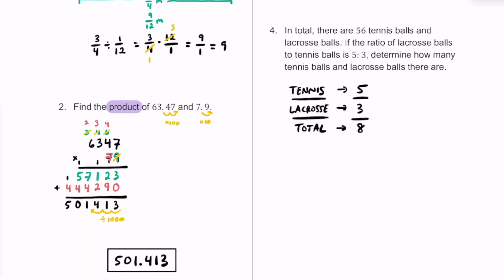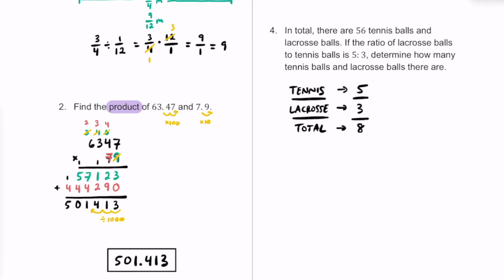So if I asked you what was the ratio of lacrosse balls to tennis balls, you would say 3:5. If I said what's the ratio of tennis to lacrosse balls, you would say 5:3. If I said what's the ratio of tennis to all the balls, it would be 5:8. If I said what about the ratio of all the balls here to the lacrosse balls, it would be 8:3. So the way I wrote it might be a little bit strange, but feel free to write it in a different way if that makes more sense to you.